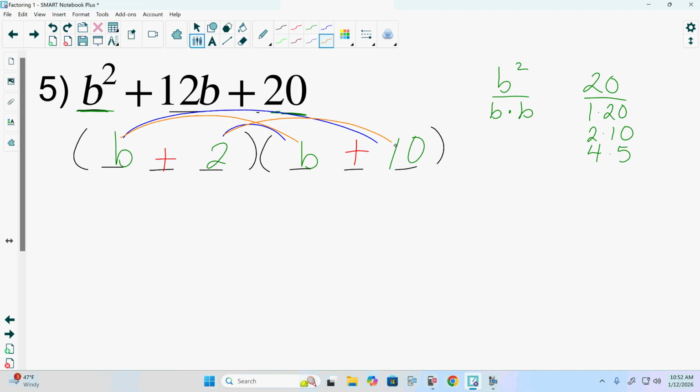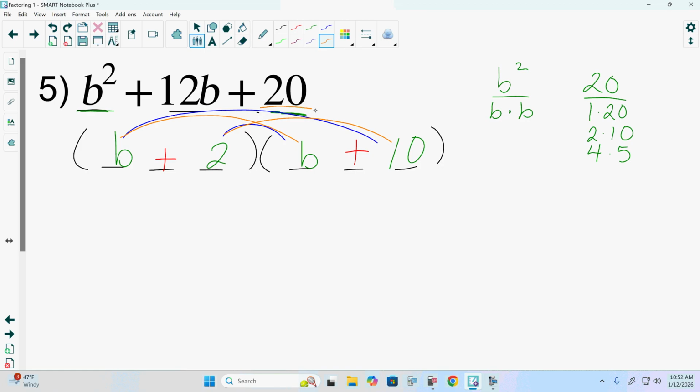Because our b times b is b squared. Well, we found the b and b from the factors of b squared. Factors by definition multiply back together to give us the term. So those should multiply back together. Same with 2 times 10. 2 times 10 is 20. Those are the factors of 20. They multiply together to give us 20.